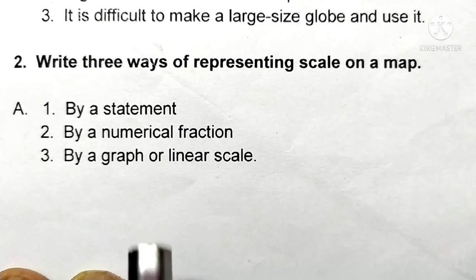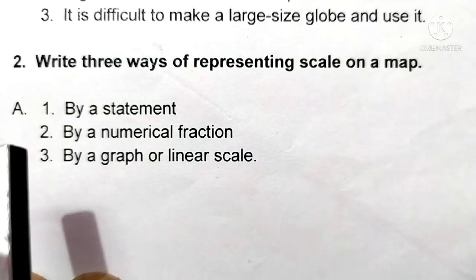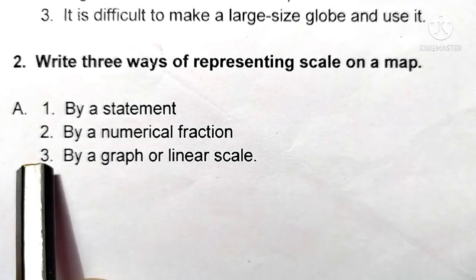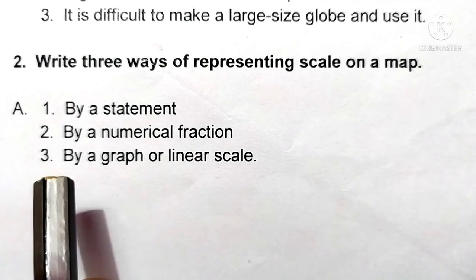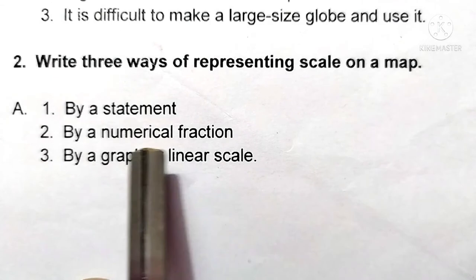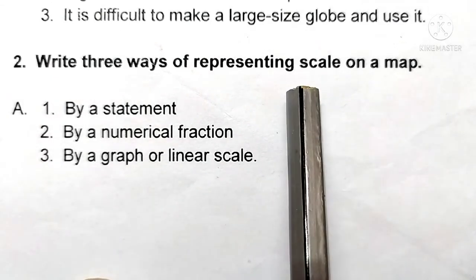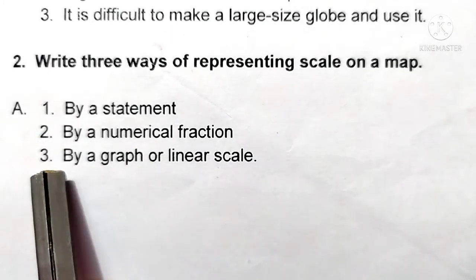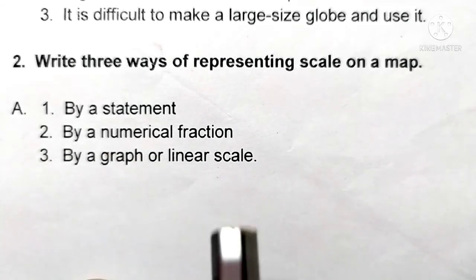Write 3 ways of representing scale on a map. Answer. Number 1, by a statement. Number 2, by a numerical fraction. Number 3, by a graph or linear scale. So these are the 3 ways by which the scale on a map can be represented. Number 1, by a statement. Number 2, by a numerical fraction. Number 3, by a graph or linear scale.